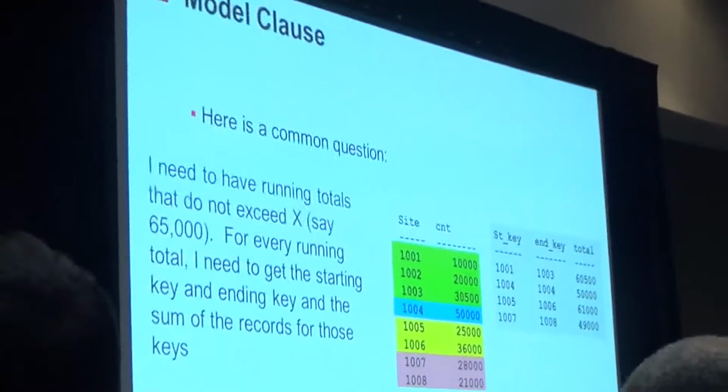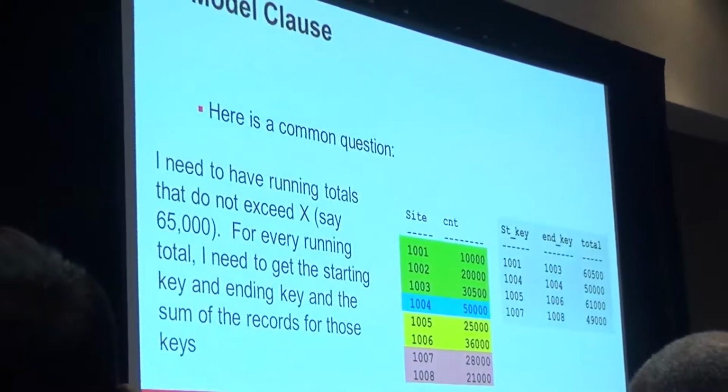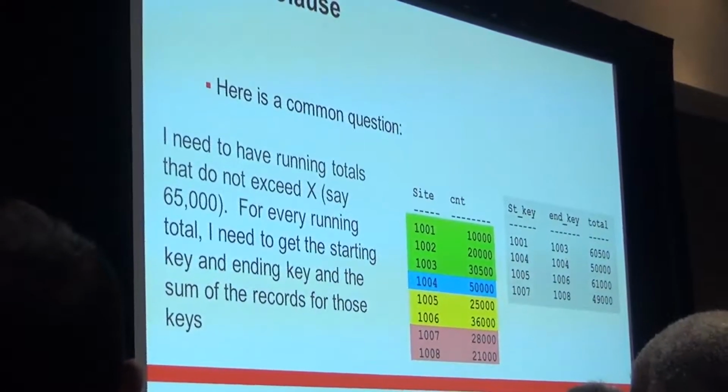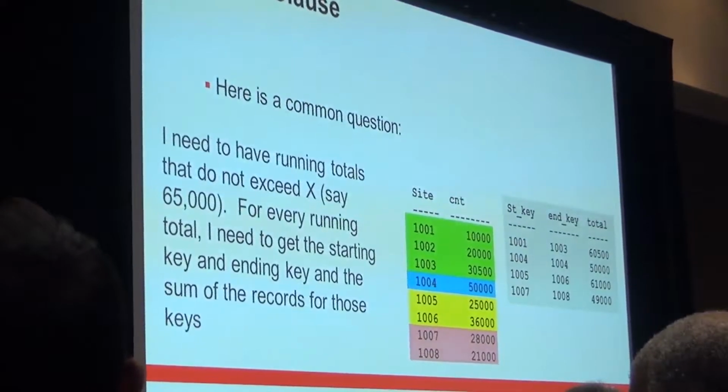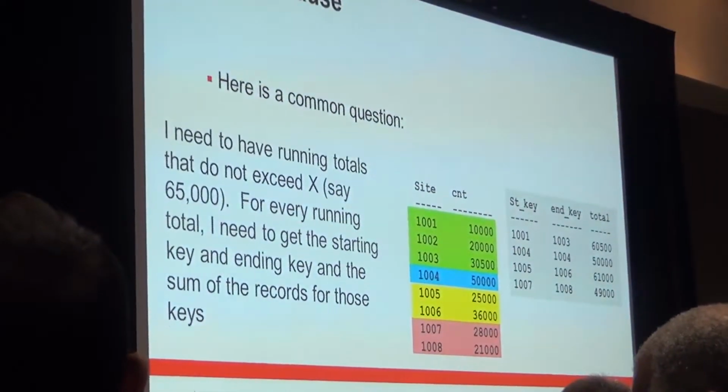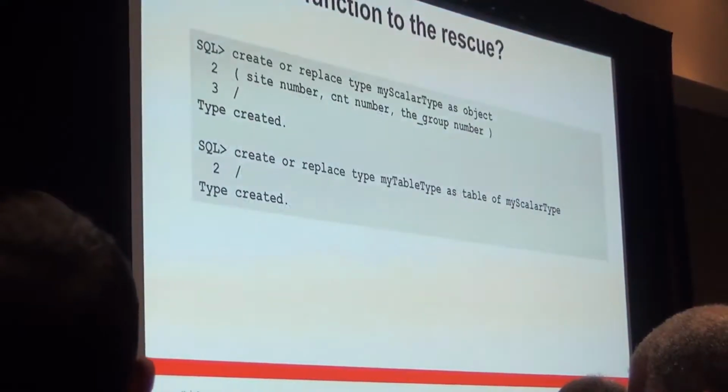So I thought maybe a pipeline function would work here, because what I need to do is keep that running total, and when it gets to a certain threshold, change the group number, and then continue on to the next group, and if it exceeds that threshold, go on and do that. So I was thinking very procedurally. So I came up with a pipeline function.